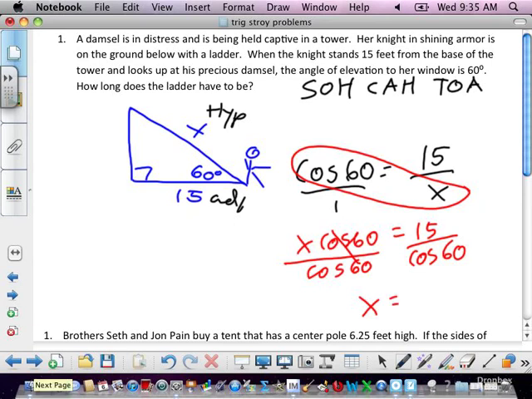So x equals, all right, let's do this in our calculator now. 15 divided by cosine 60 gives me 30. And if I was going to do this with my trig functions, I just do 15 divided by, I look up cosine of 60. It's 0.5. So I divide it by 0.5 and I get 30.